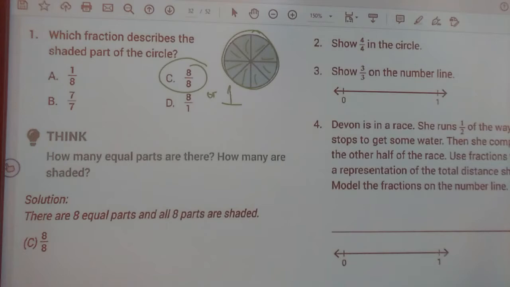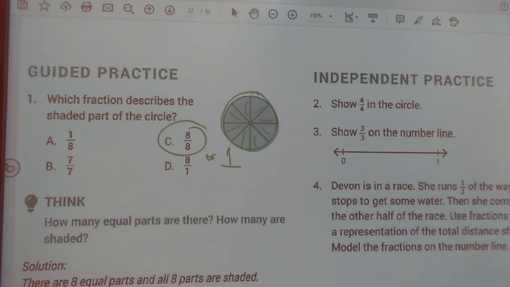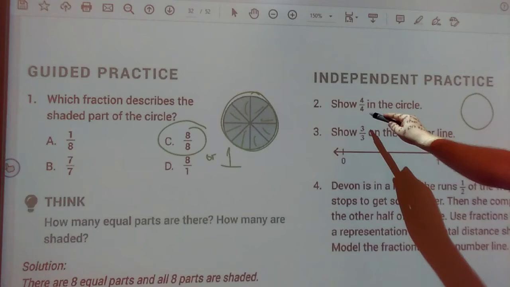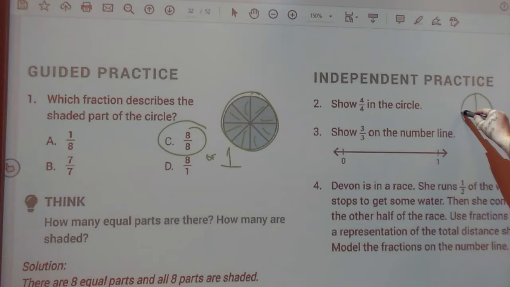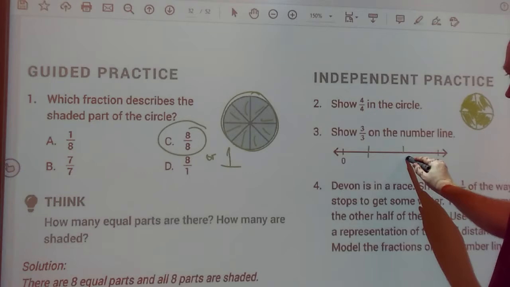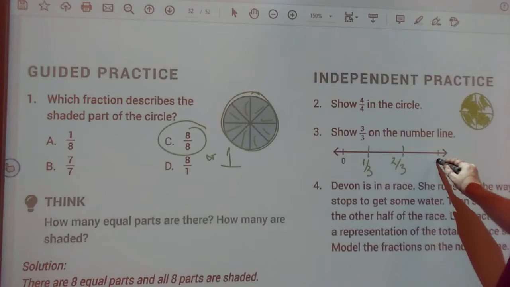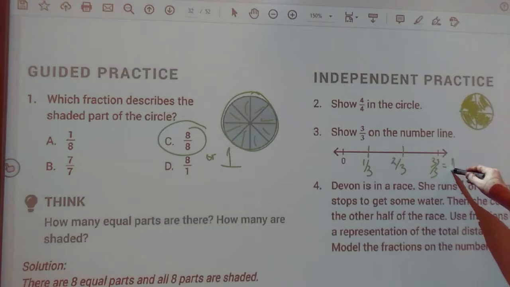Now, show 4 over 4 in a circle, okay? So, we need to draw a circle, and we need to draw 4 equal parts, and then we need to shade in 4. And there you go. Now show 3 over 3 on the number line. Okay? 1/3, 2/3, 3/3. And what is 3 divided by 3? 1. So my dot will go right there.